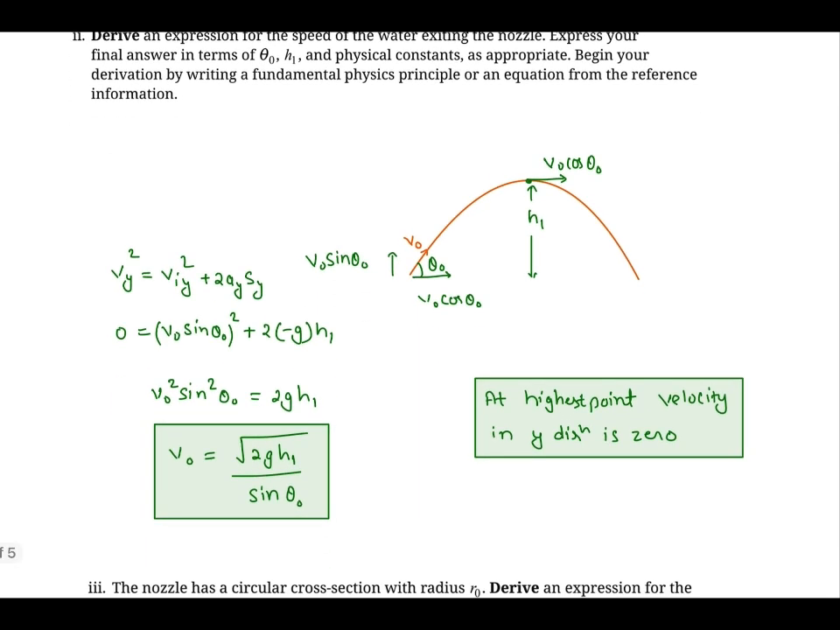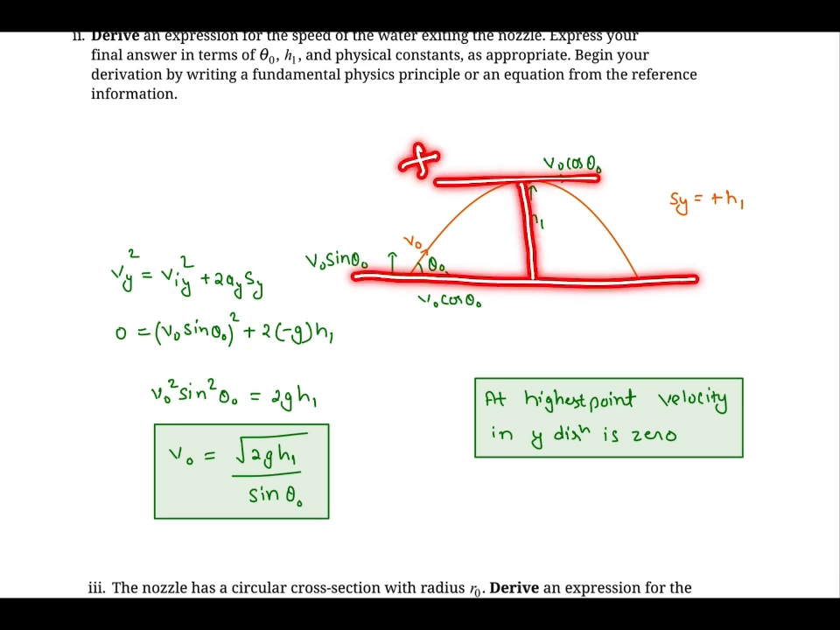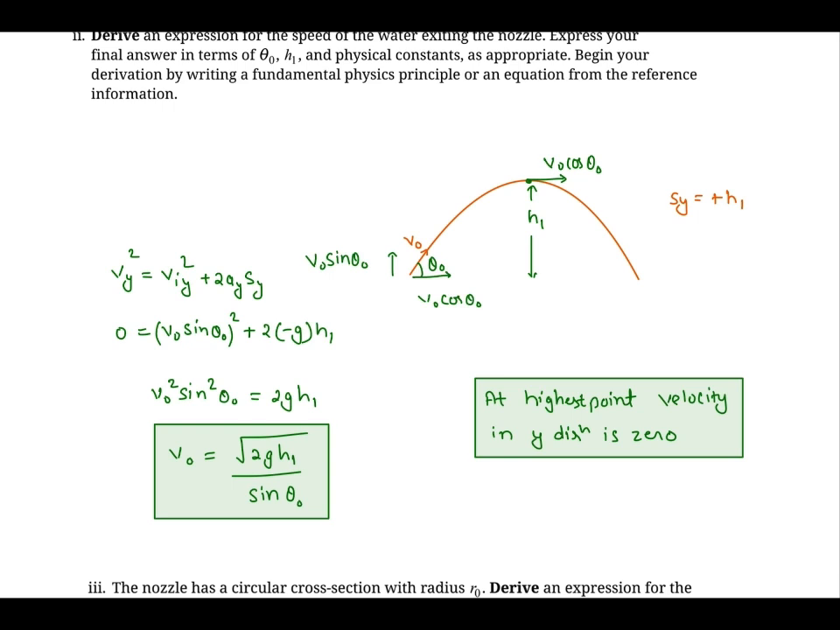Right, now see here. Of course, I can say that final velocity in y direction square will be equal to the square of initial velocity in y direction plus twice ay into displacement in y direction. So this is initial point and this is final point. So initial and final, if you see what is vertical displacement between them, so this is h1, and you have to mention that vertical displacement is positive and it is plus h1. Why? Because this is initial horizontal level and this is final horizontal level, and this is displacement in upward direction, so this is plus h1.